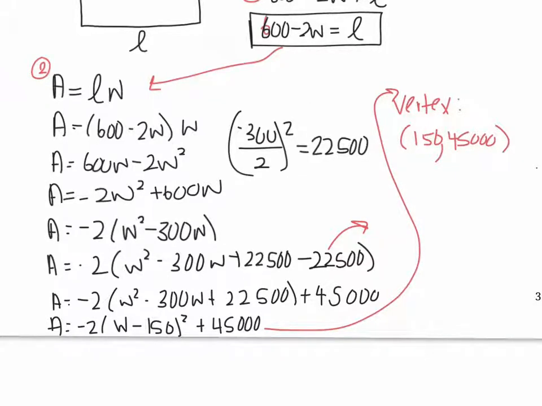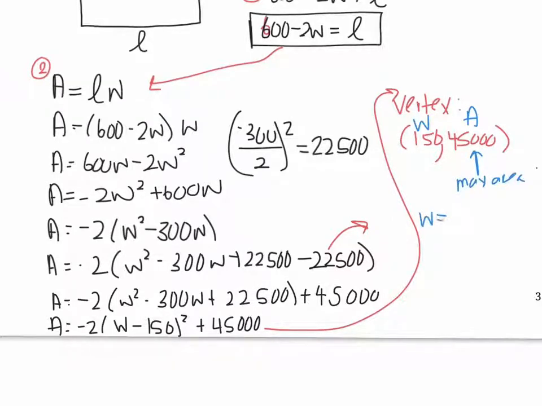So what does that vertex mean? Well, we know normally points are written x, y. What variables do we have now? Well, take a look at our equation here. We don't have x, we have w. So this is w. And instead of y, we have a. So this is our a. So this is our width that will produce this maximum area because it's the vertex. So the max area is going to be 45,000 units. So this is the max area.